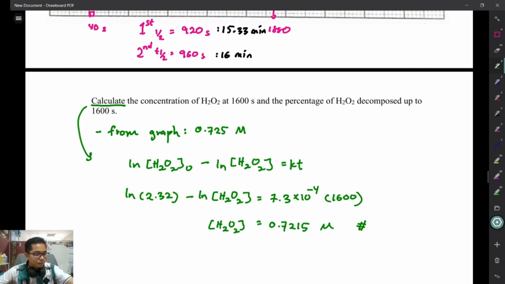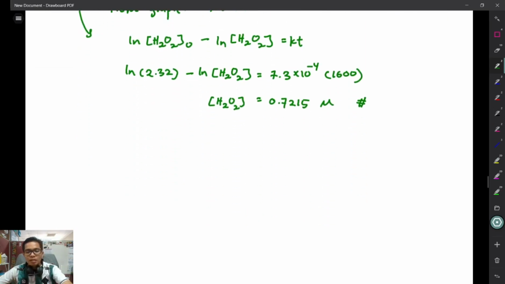Okay, calculate concentration and then percentage of H2O2 decompose. This is the final concentration. Percentage decompose means the portion that has turned into product.